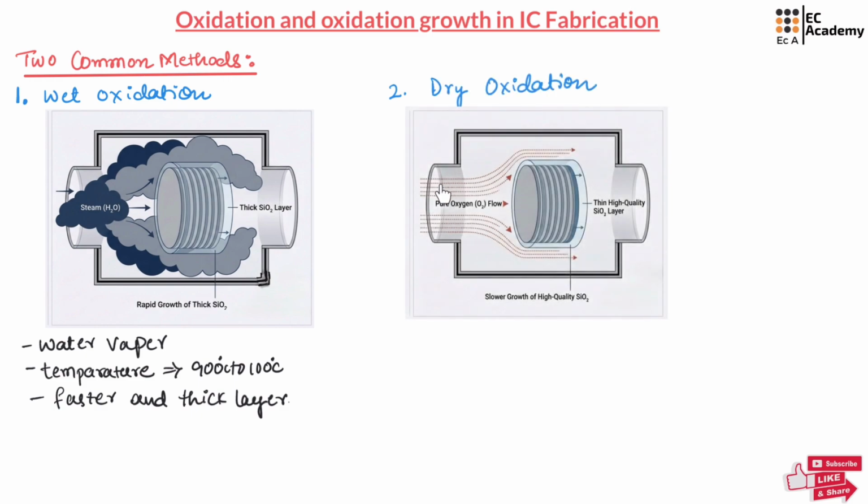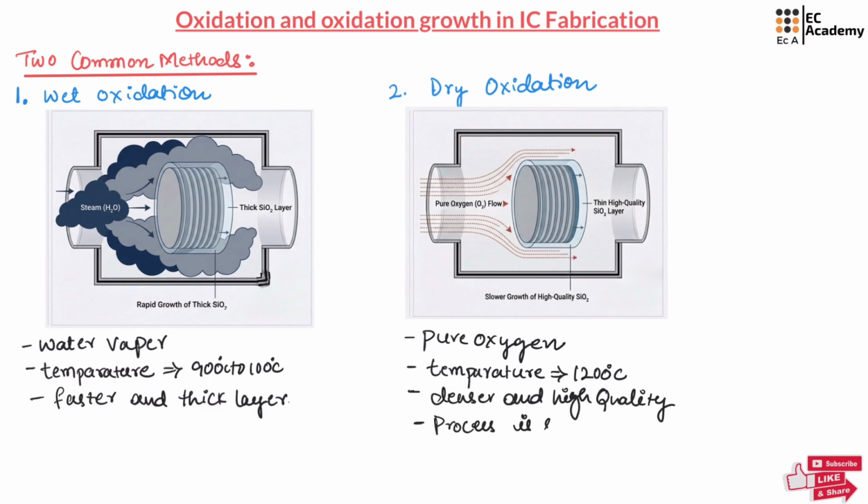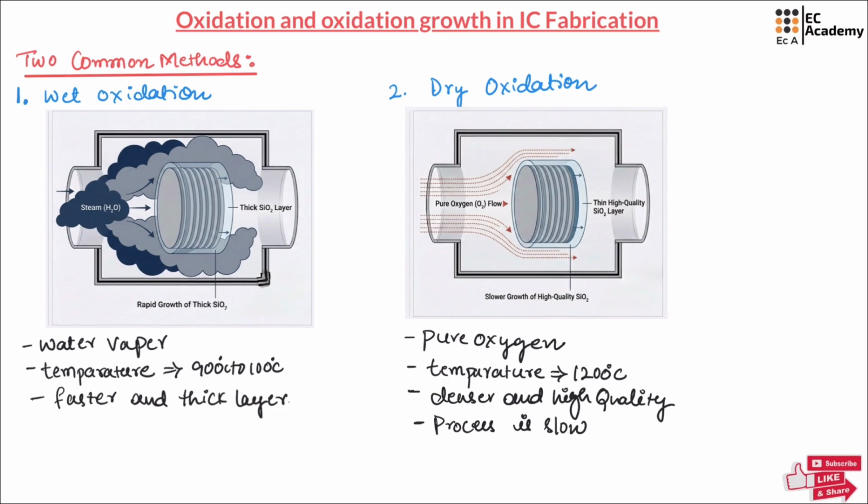The second method is dry oxidation. The dry oxidation uses pure oxygen as the oxidation agent. Since we are not using any water, we need more heat. So this process requires a higher temperature, around 1200 degrees centigrade. So the advantage of dry oxidation is it produces a denser and high quality oxide layer. It is slow, but quality is best.